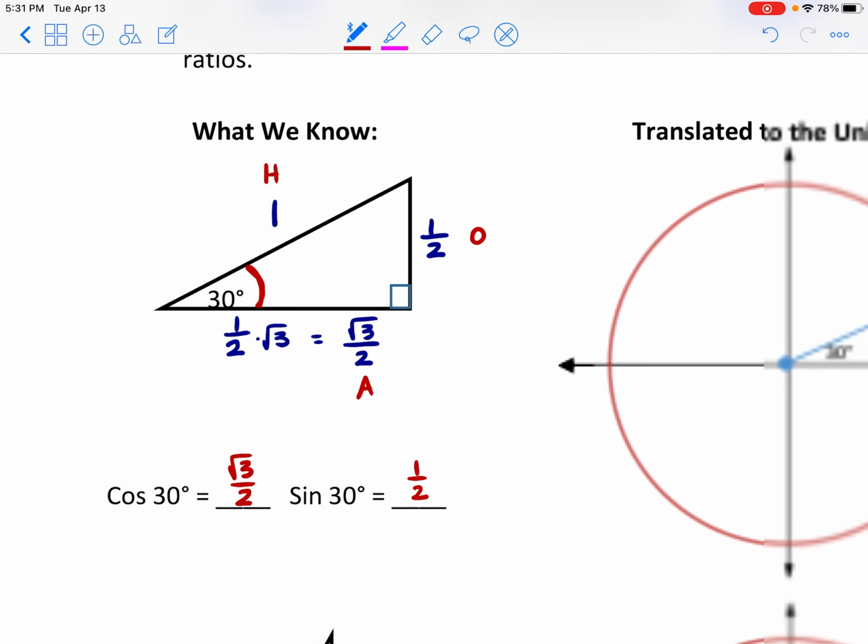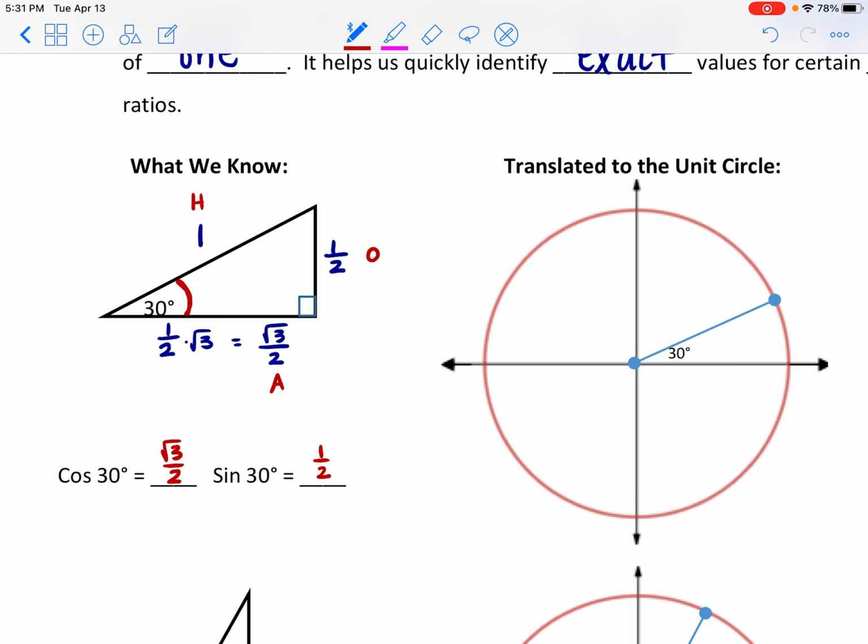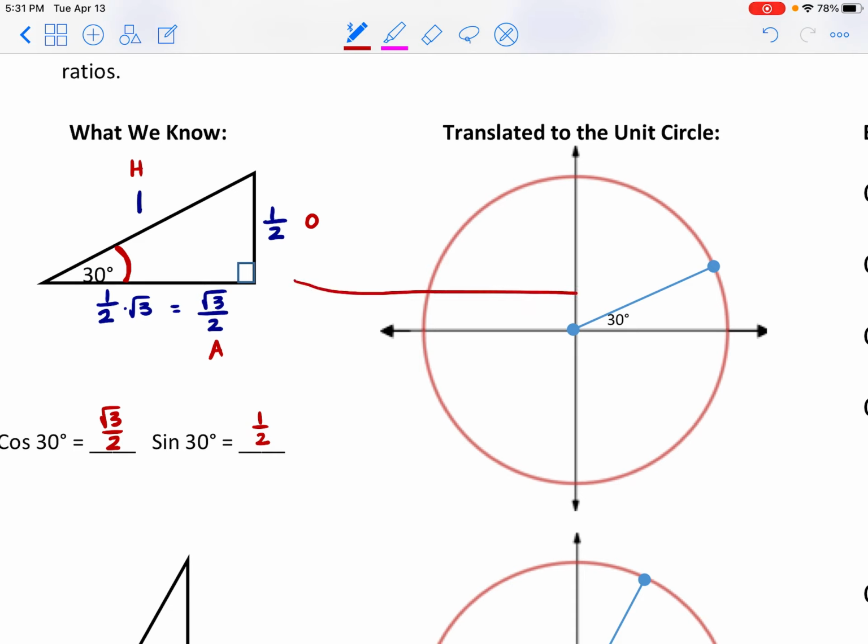Now, if I take that special right triangle and I just translate it, I'm just going to slide it over to my unit circle here. You can see I have a 30-degree angle in my unit circle. If I made a right triangle out of this, this would be the same right triangle that we were just working on a second ago. Because the radius of my circle has a length of 1, the hypotenuse of my right triangle has a length of 1. And we said that this length here would be radical 3 over 2, and this length here would be 1 over 2.